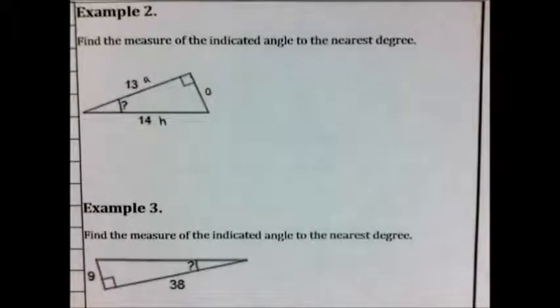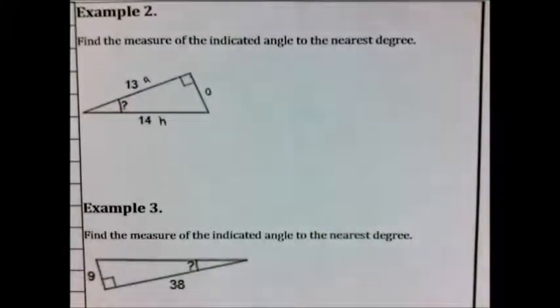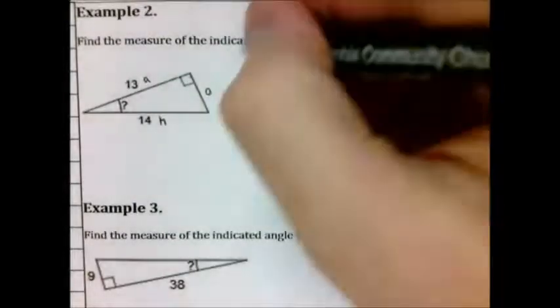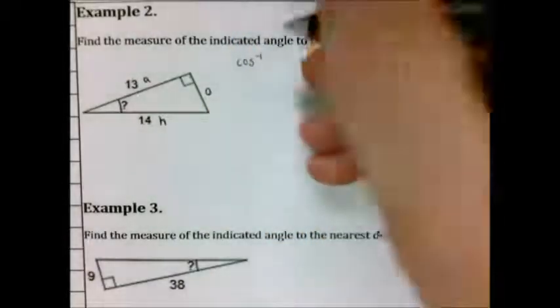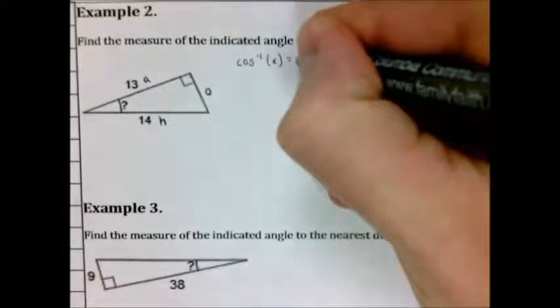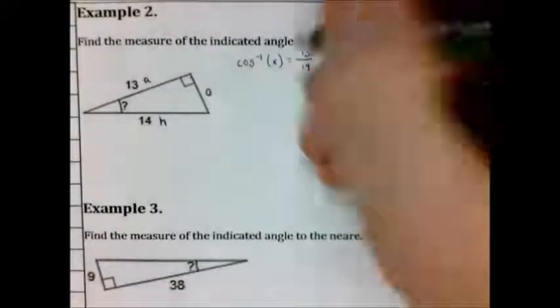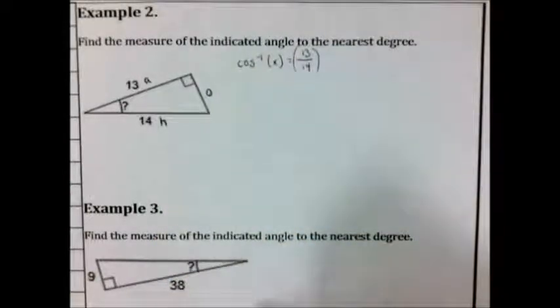Our trig functions help us find missing side lengths. Because we're missing an angle here, we have to use the inverse trig function. We see we have the adjacent and the hypotenuse, which means we're going to be using cosine, because cosine is adjacent over hypotenuse. And because we're trying to find the missing angle measure, we use the inverse cosine function. So the inverse cosine of 13 over 14 is equal to x, because that 13 over 14 is our adjacent over hypotenuse.